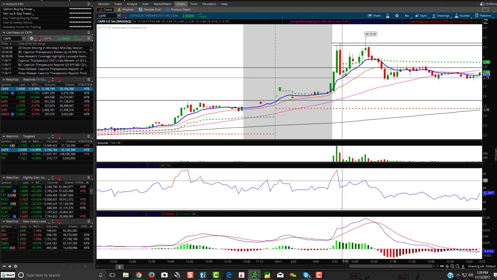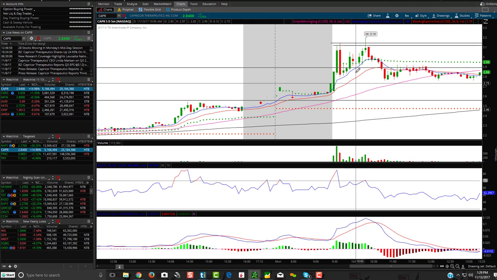And the separation of these EMAs is very, very bullish. The wider that they are separated, the more bullish it is. Now, remember what I was telling you about that 13 EMA? The 13 EMA is basically the in-between between this 9 and the 20.